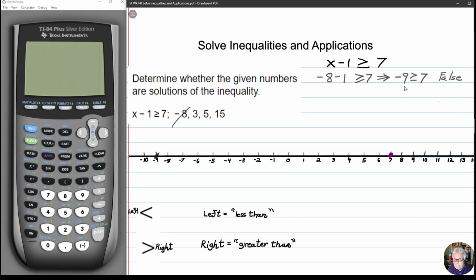What about 3? 3 minus 1 is greater than or equal to 7. Well, 3 minus 1 is 2. 2 is greater than or equal to 7. Ha! Since when? We all know that 2 is not greater than or equal to 7. And also, 2 is over here to the left of 7, not to the right of 7. So no, this is false.